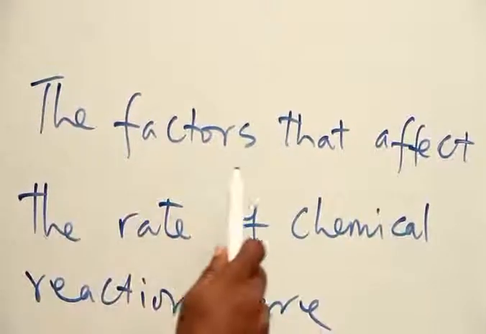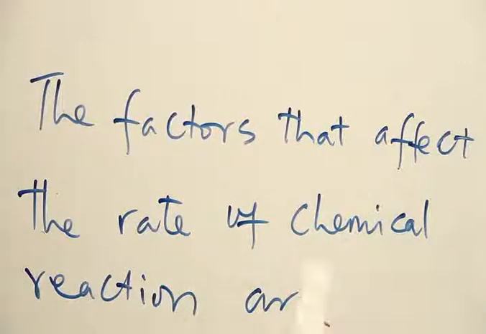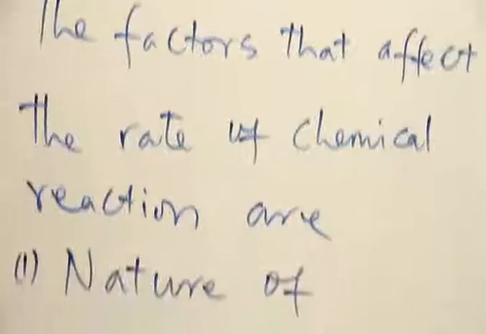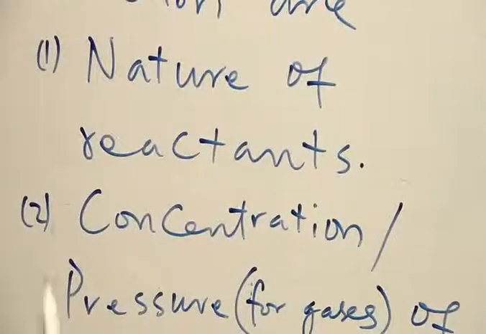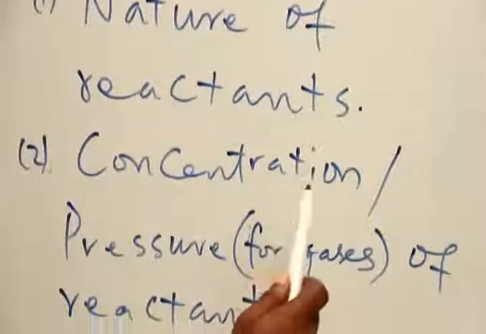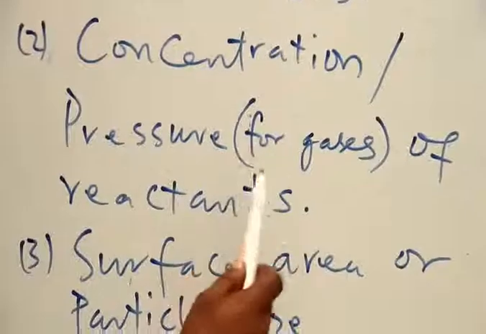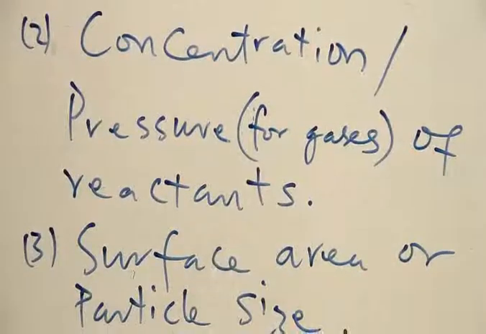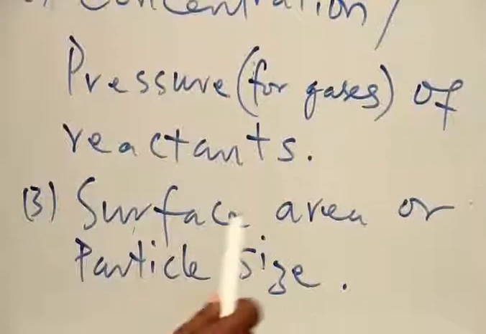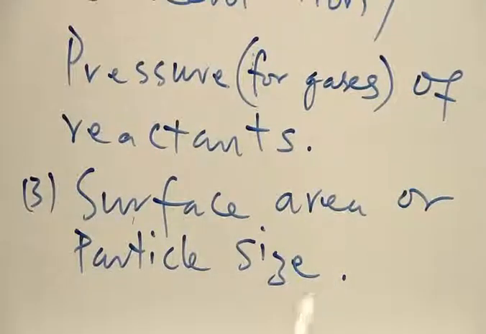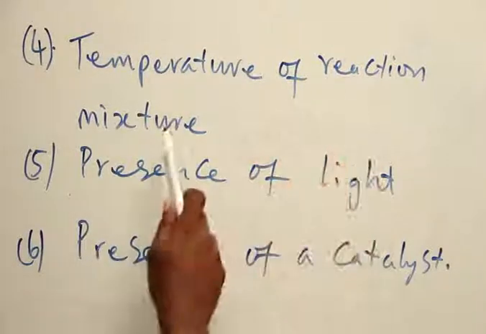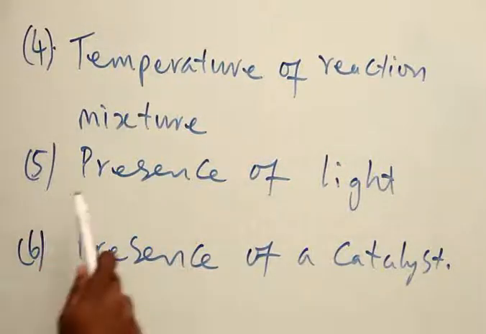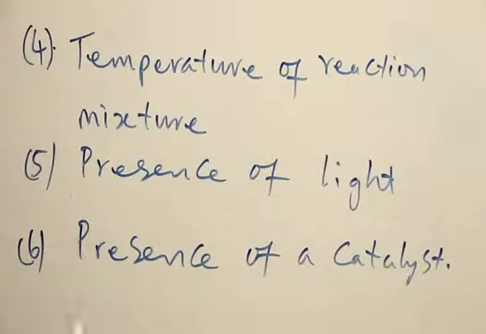The factors that affect the rate of chemical reaction are: number 1, nature of reactants. Number 2, concentration, or pressure for gases, of reactants. Number 3, surface area or particle size. Number 4, temperature of reaction mixture. Number 5, presence of light. Number 6, presence of a catalyst.